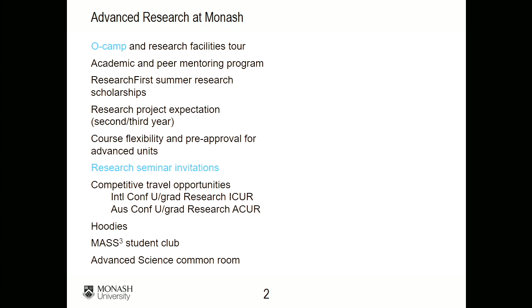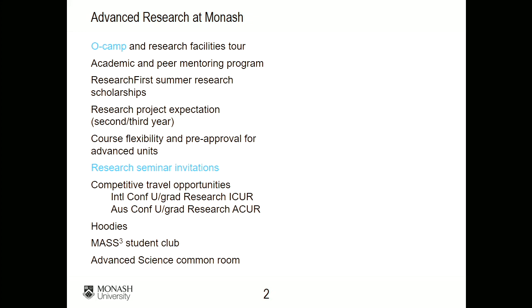A core part of your course is a research project, and that's usually completed in either second year or third year, depending on the major that you have enrolled in. We provide course flexibility and pre-approval for advanced units. So normally when you need to enrol in an advanced unit, or you want to enrol into a second year unit at first year level, you have to go through an approval process. So we provide you with pre-approval for some of those advanced units, so you don't have to go through all of the administration for that.